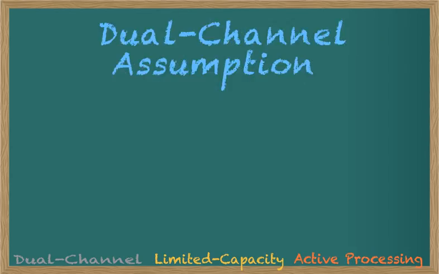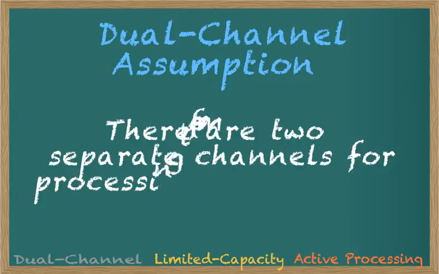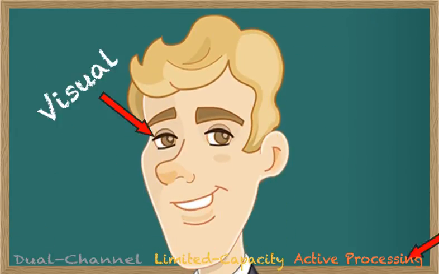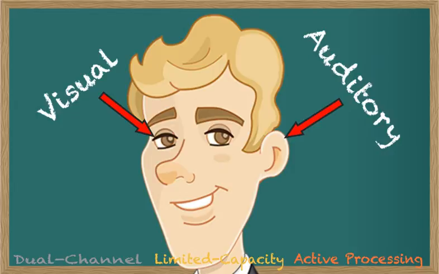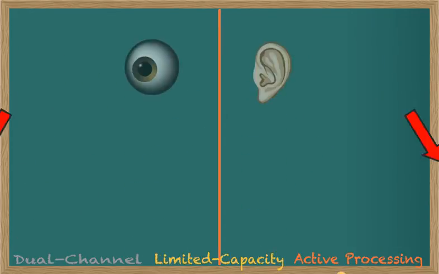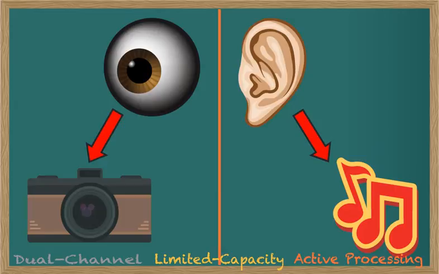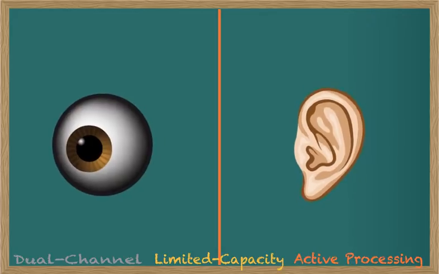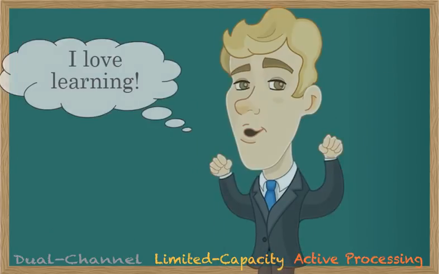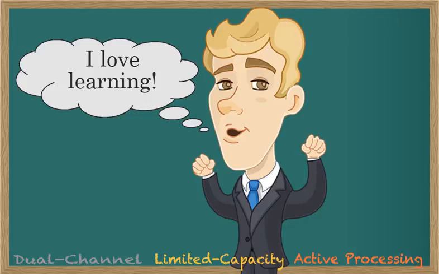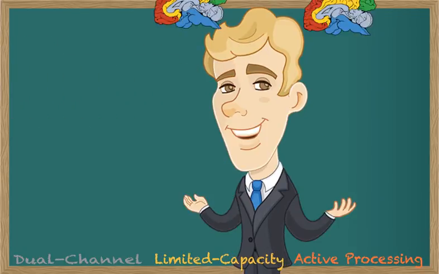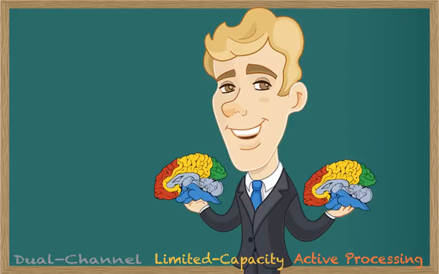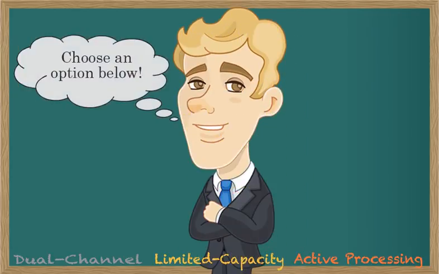The dual channel assumption indicates that 2 separate channels for processing information exist. These are the visual channel and the auditory channel. Under this assumption, learners use 2 separate channels to process visual and auditory information independently. By creating multimedia instruction that allows learners to fully utilize both of these channels, the learning experience can be significantly enhanced as information is presented. This is because the brain is able to process new information more efficiently by taking advantage of its multimodal processing capability.